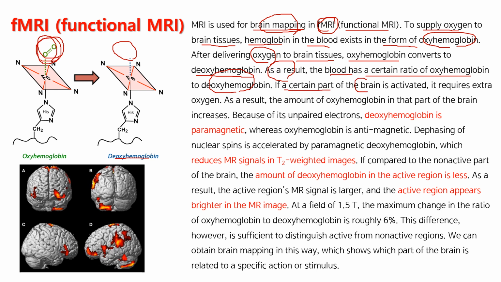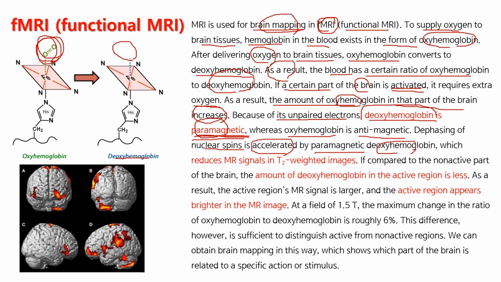If a certain part of the brain is activated, it requires extra oxygen. As a result, the amount of oxyhemoglobin in that part of the brain increases. Because of its unpaired electrons, deoxyhemoglobin is paramagnetic, whereas oxyhemoglobin is diamagnetic. So deoxyhemoglobin is paramagnetic, so it influences the relaxation, right? The dephasing of nuclear spins is accelerated by paramagnetic deoxyhemoglobin, which reduces the MR signals in the T2 weighted images.